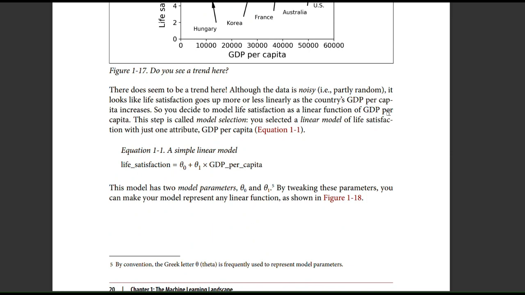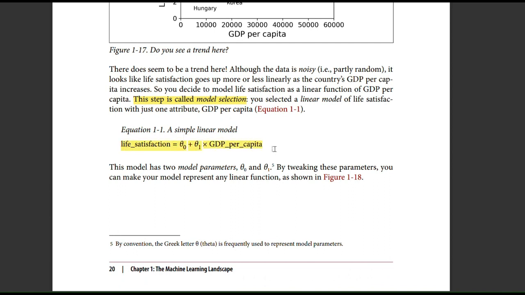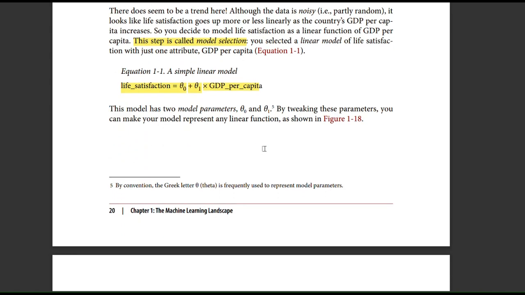Do you see a trend here? This has a lower GDP, this has a lower life satisfaction. There does seem to be a trend here. Although the data is noisy, that is partially random, it looks like life satisfaction goes up more or less linearly as the country's GDP per capita increases. So you decide to model life satisfaction as a linear function of GDP per capita. This is called model selection.